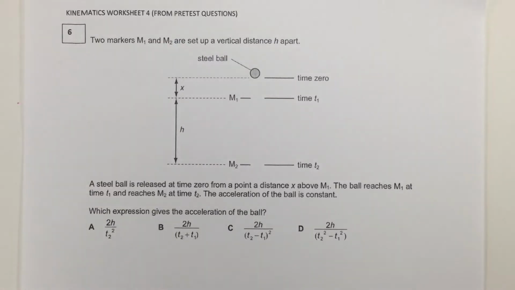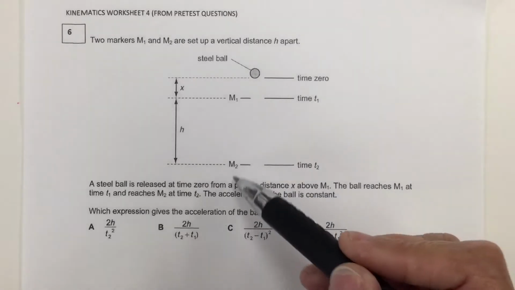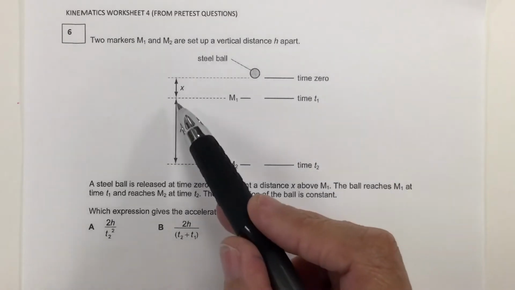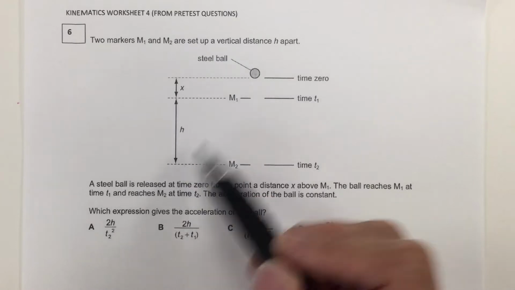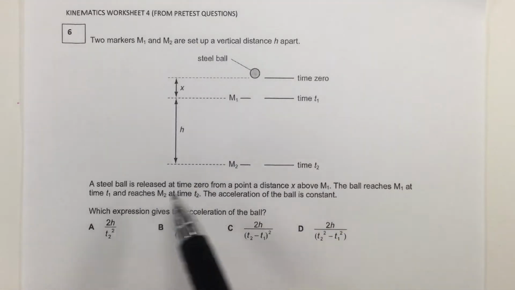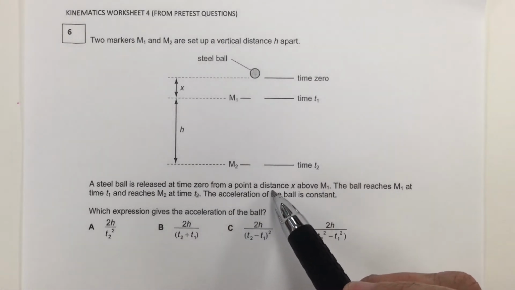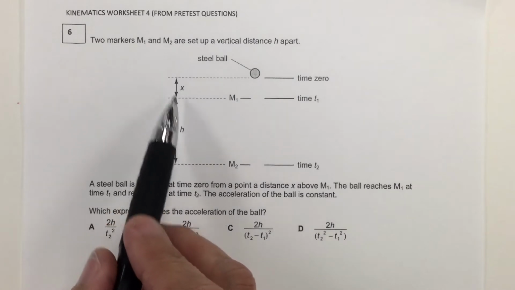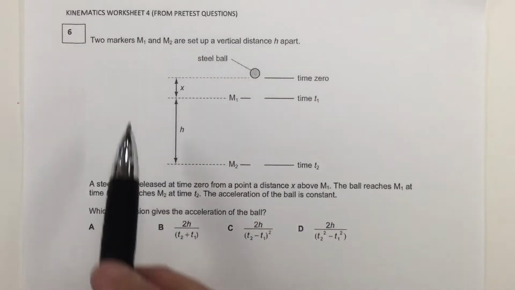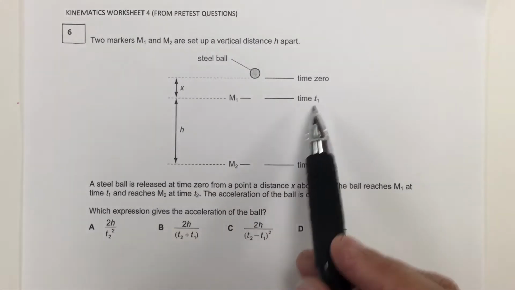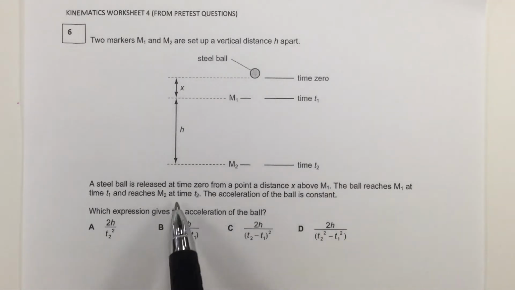Kinematics Worksheet 4 from pre-test question. Question 6. Two markers M1 and M2 are set up a vertical distance h apart. Marker 1, marker 2, and that's the distance between them. A steel ball is released at time 0 from a point at a distance x above M1. The ball reaches M1 at time t1 and reaches M2 at time t2.